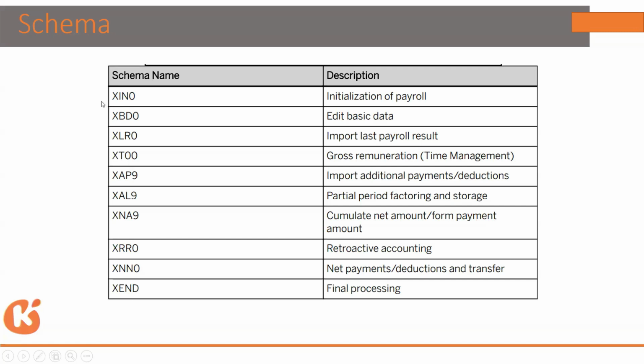So what is the main schema? The main schema for India is IN double zero. For example, in the US it is U triple zero. Similarly, every country has its own schema and sub schema. Why? Because each country has its own taxes and statutory deductions, so the formula to calculate is different in each country.